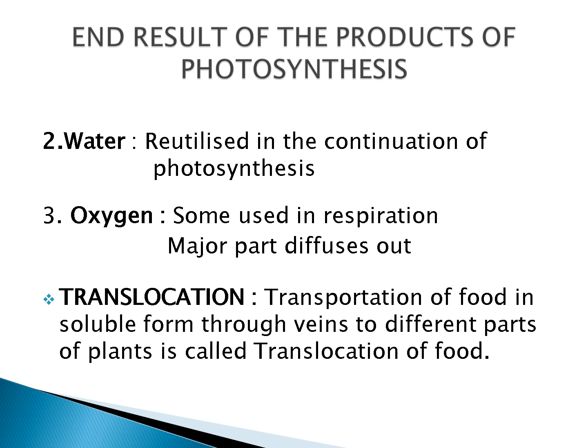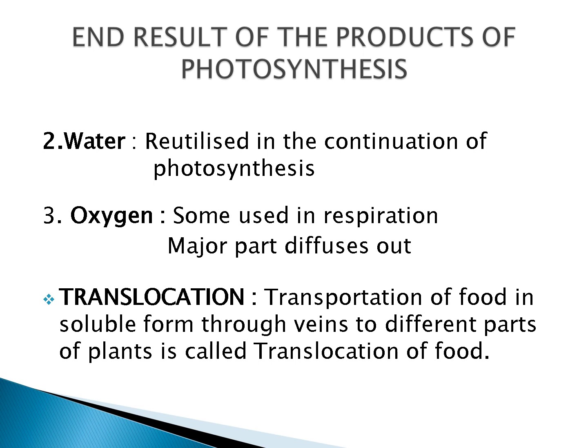The next end product is water. Water is reutilized in the continuation of photosynthesis process. Since water is a raw material, so what comes out as end product is again used up in further continuation of the process. Oxygen, which is released out in the first phase of photosynthesis, diffuses out through stomata.